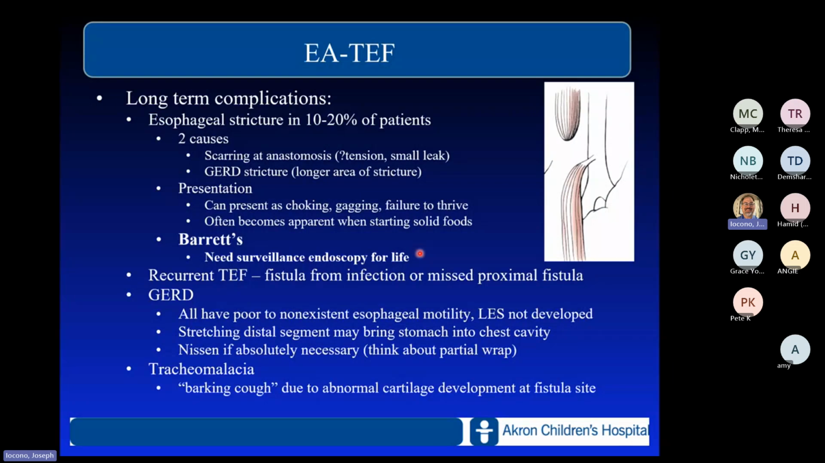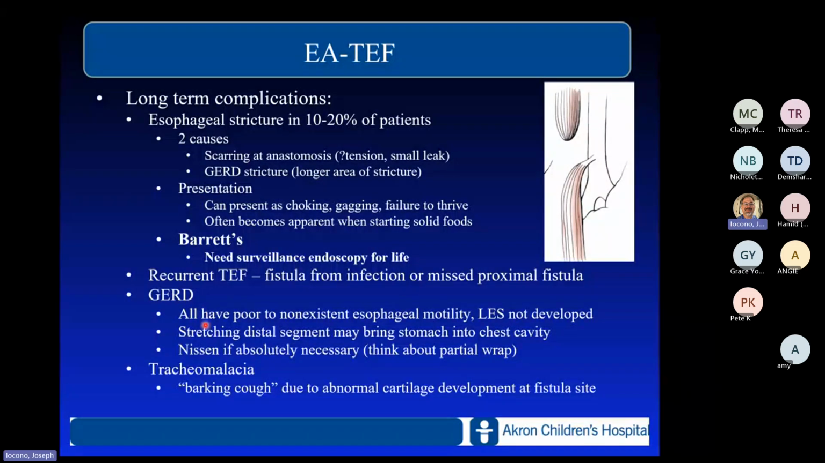They now have a higher rate of Barrett's esophagus. This may be a new question. Kids with TEF are now recommended to have surveillance endoscopy for life, and they have up to a 10 to 15% risk of Barrett's esophagus. And that's something you want to diagnose early. They can have recurrent TEF, but that's rare.